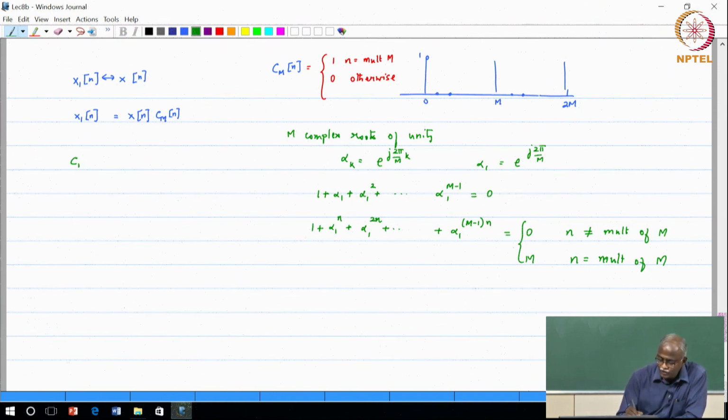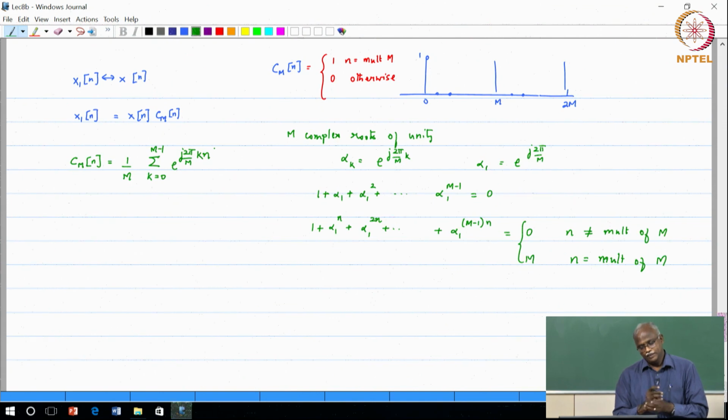So we say that the comb sequence Cm of n, I do not want the summation to be equal to m, so I add a 1 over m to normalize it: 1 over m, summation k equal to 0 to m minus 1, e power j 2 pi over m times k times n. Okay. That is basically relating it to this equation. So that will tell me that I will effectively get a comb sequence.